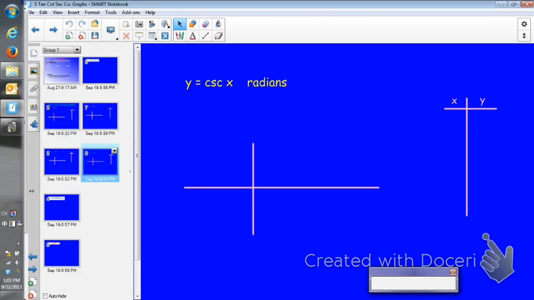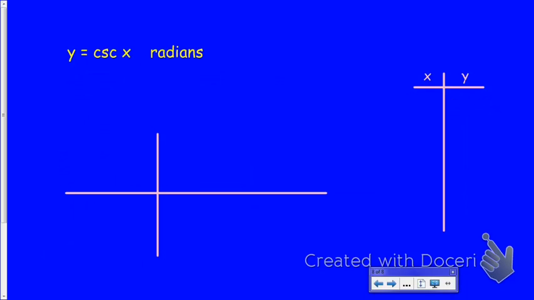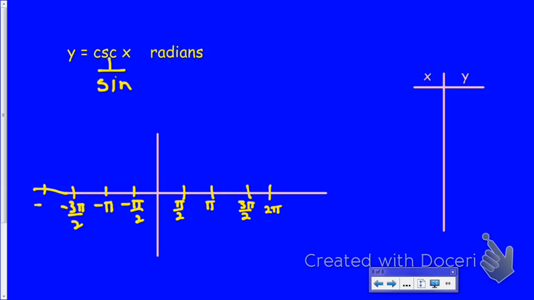Alright, the cosecant parent function is the reciprocal of sine. So I'm going to plot the points of my sine parent function, and we'll do this one in radians. And if you remember the difference between sine and cosine, which will also be the difference between secant and cosecant, sine graphs start in the middle. If we use different colors, it's a little easier to see.